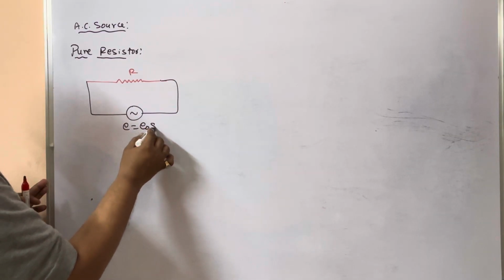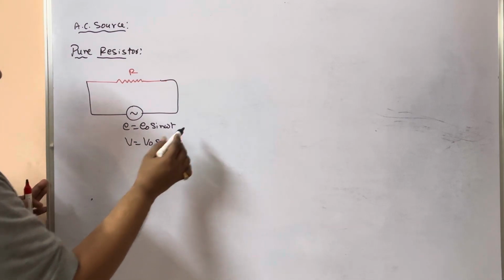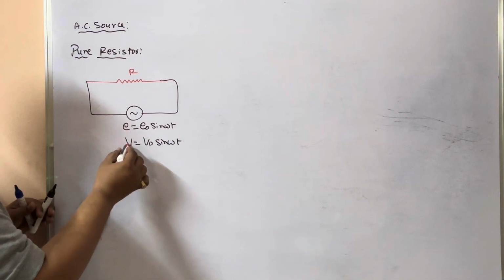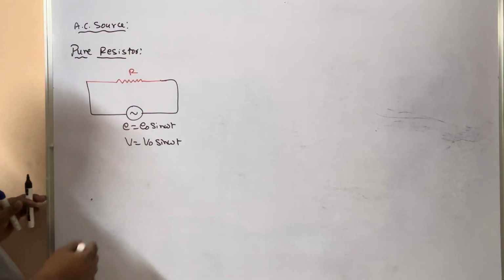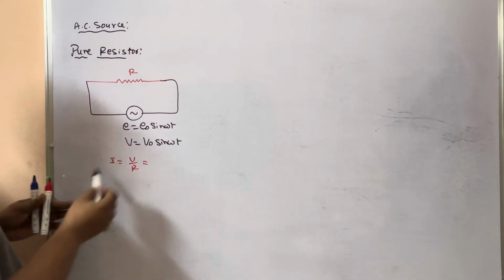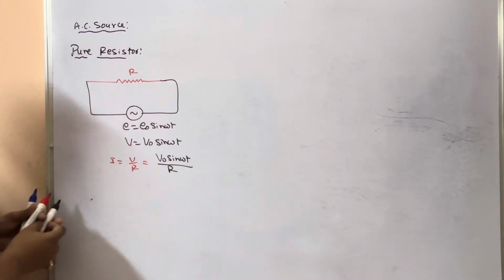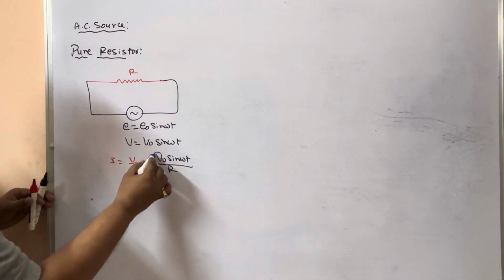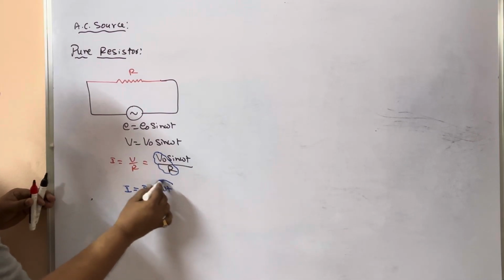E is equal to E naught sin omega t, otherwise V is equal to V naught sin omega t. This is the source of AC. You can follow either small e or V, that is your wish. If current I is passing through this, according to Ohm's law, you will write I is equal to V by R. Here V is going to be V naught sin omega t divided by R. Therefore, I is equal to V naught by R, we will write it as I naught sin omega t.